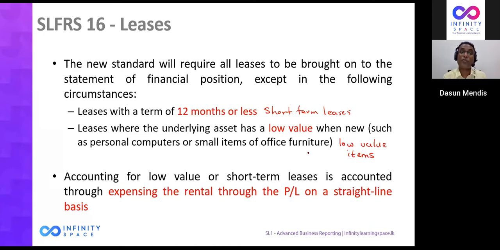You can't have off-balance sheet leases, because earlier in the lessee's books, operating leases were off-balance sheet items with no liabilities recorded. But now all the leases except for these two, you take into the balance sheet. Okay. So the items exempted under these two exemptions are recognized as a pure rental arrangement in the P&L on a straight line basis.